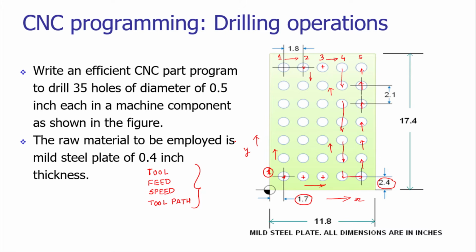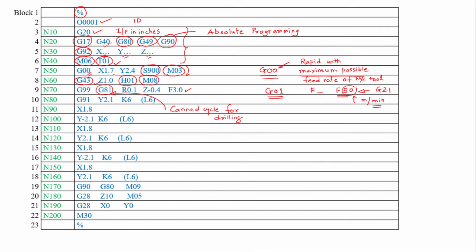So here we need to just mention the distance between the centers of the holes and the number of holes. The distance along the y direction is 2.1 and the number of holes to be drilled is 6. So that information we will feed now. For that purpose, we are switching from absolute programming to incremental programming. So G91, incremental programming, is turned on, and whatever distance information we provide from now onwards will be in incremental mode only.